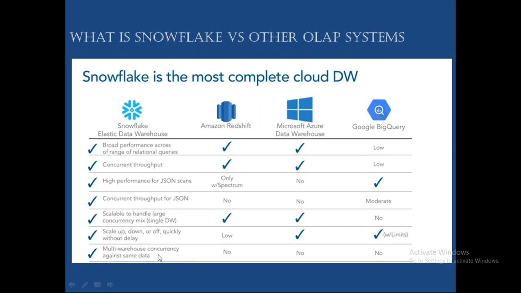Multi-warehouse concurrency against same data. See here you have no, but you can create multiple data warehouses in the same account. Okay, I will show you all those things in detail, don't worry. But ultimately you need to understand there are a lot of new features which are available only in Snowflake. So these options are not available even in Redshift and Azure Data Warehouse and BigQuery. Nowhere do you have all these options available, right? So that's why we need to go to the Snowflake data warehouse.